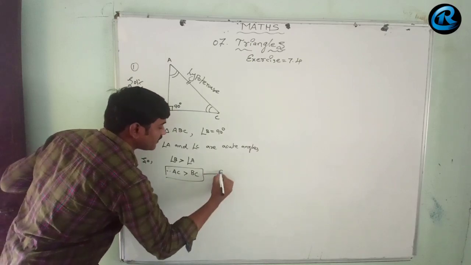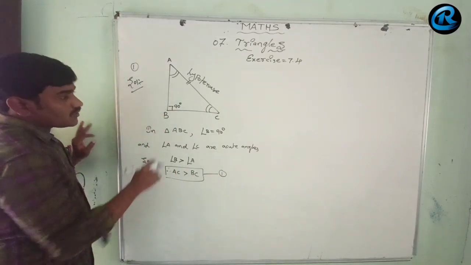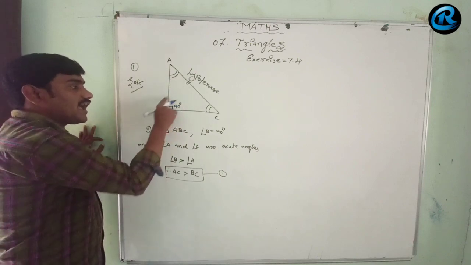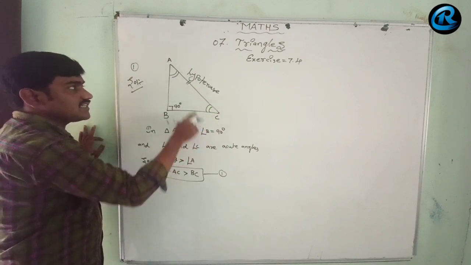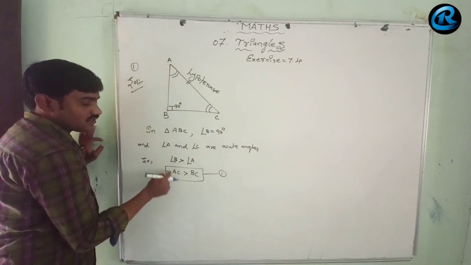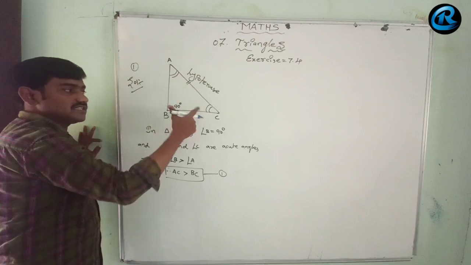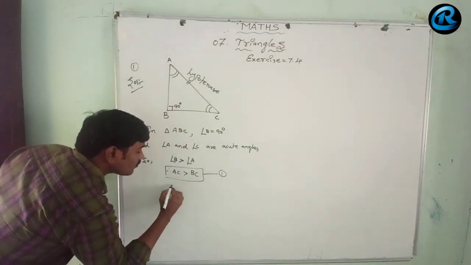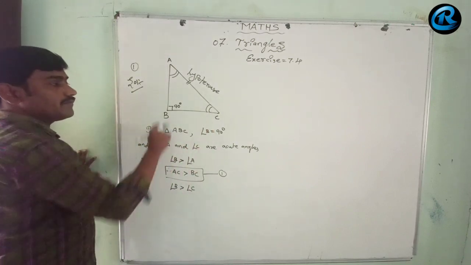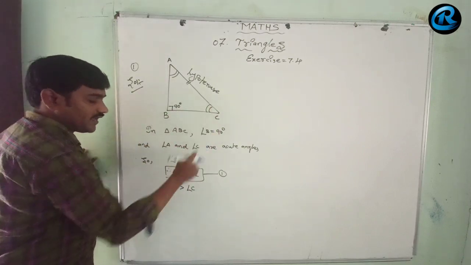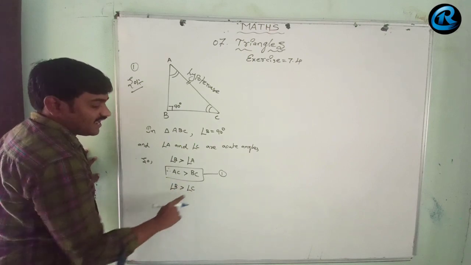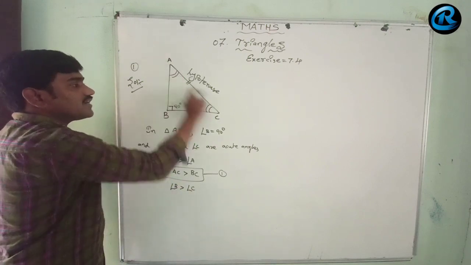This is statement number 1. Remember, angle B is greater than angle A. Then the side opposite to angle B is AC, and the side opposite to angle A is BC. So AC is greater than BC. Then we go for the next. Angle B is also greater than angle C because it is a right angle and angle C is an acute angle. A right angle is greater than an acute angle. So angle B is greater than angle C. The side opposite to angle B is AC.